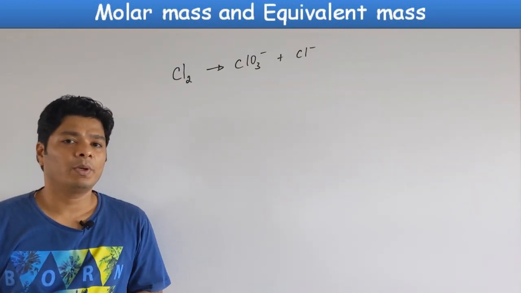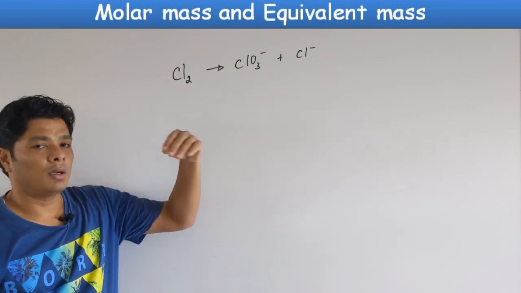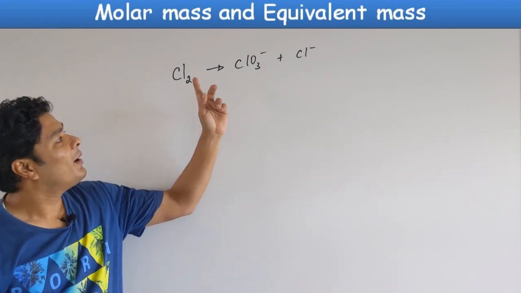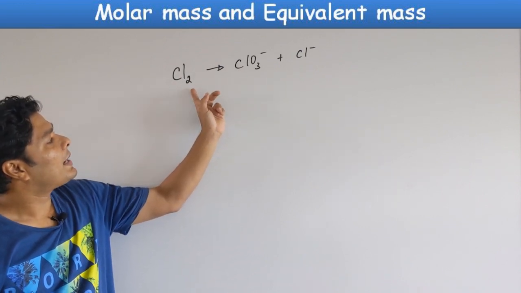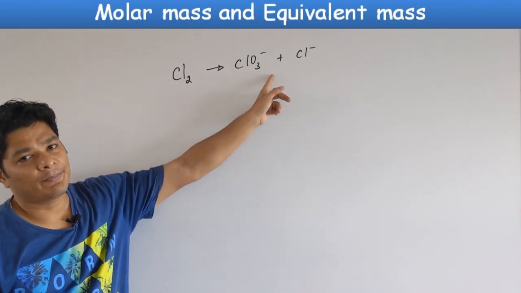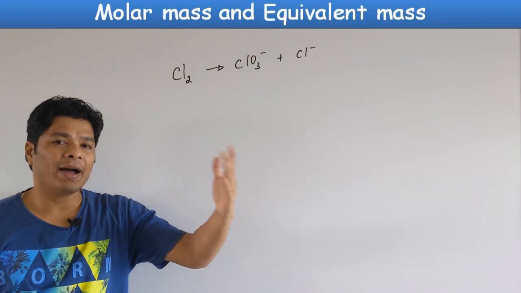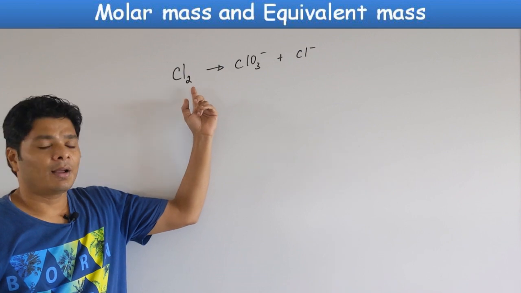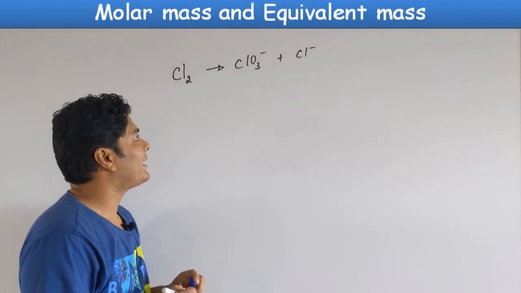Now that you have seen an example, why don't you pause the video, not right away, just listen to what I say. Pause the video after I finish talking and try to do this n factor for this one. You can use this example for a couple of things: try balancing the redox reaction separately, and also try to figure out the n factor. Hopefully you got the right answer.